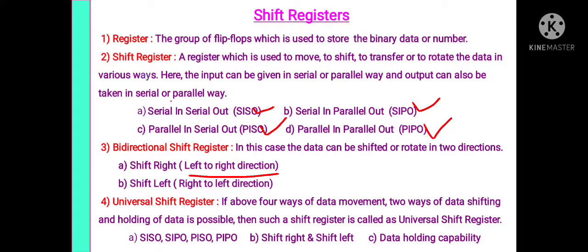Next, come to universal shift register. If the above 4 ways of data movement, the 2 ways of data shifting, and holding of data are possible, then such a shift register is called a universal shift register. That means these 4 types of data movement, these 2 types of data shifting and data holding capability. These 3 conditions are necessary, or we can say mandatory, characteristics of a universal shift register.